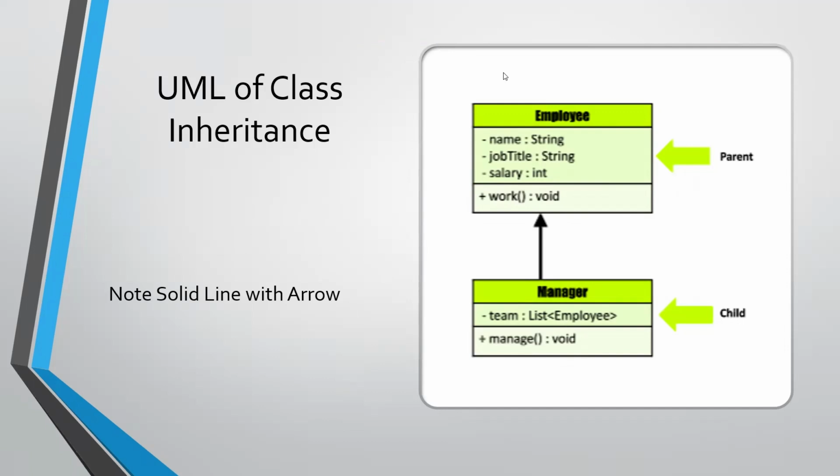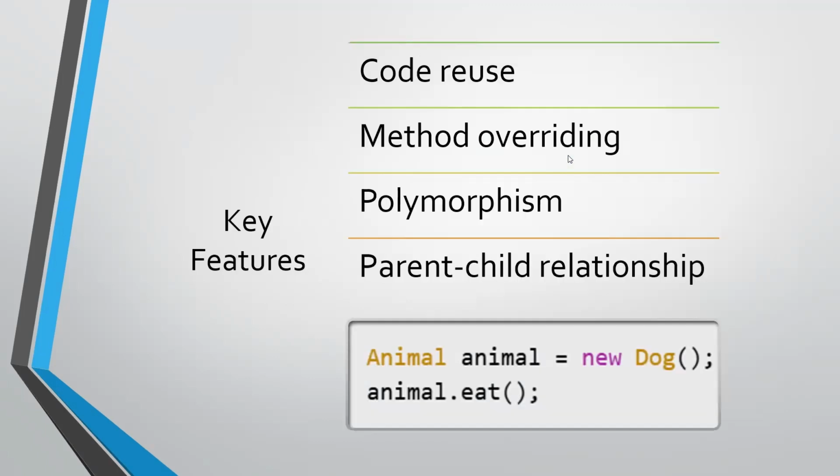Now let's take a look at a sample UML of class inheritance. The main thing that you need to note is the solid line with the arrow. When you have an arrow pointing upwards like this, it points towards the parent class. So you have a child class inherited from the parent class.